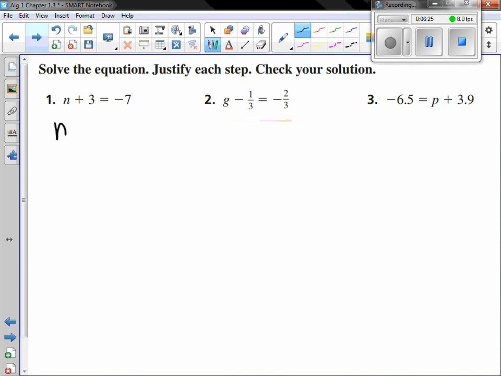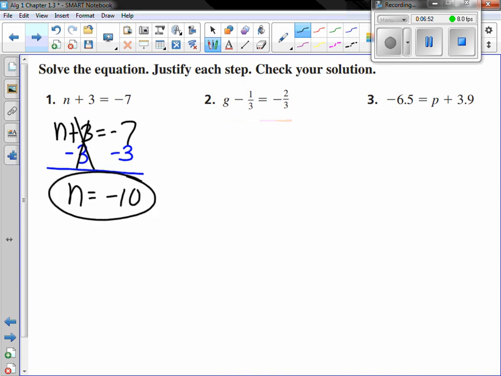So our first one here, n plus 3 equals negative 7. What we're going to do to get n by itself is use the subtraction property of equality, and we're going to subtract 3 from both sides. Because when I subtract 3 from both sides, 3 minus 3 cancels out, leaving me n by itself, which we want, because if I have n by itself, I can find its value. Well, negative 7 minus 3 gives me negative 10, and that's our answer. That's all we have to do for this here.